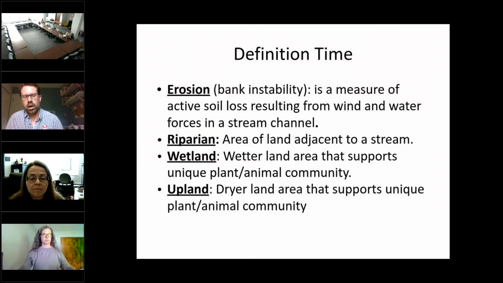I'm going to use the word riparian quite a bit. That basically means the area of land adjacent to a stream. I'll show you a graphic on that in a second. And I'm probably going to talk a lot about wetland and upland. I'll keep it very simple. Wetland essentially means a wetter land area that supports a unique plant and animal community. Conversely, an upland area is generally drier, and that also supports a certain kind of plant and animal community, and those are somewhat separate.